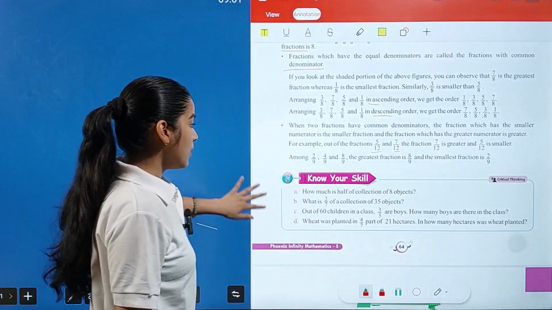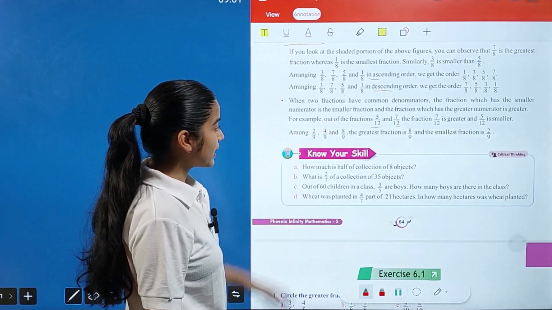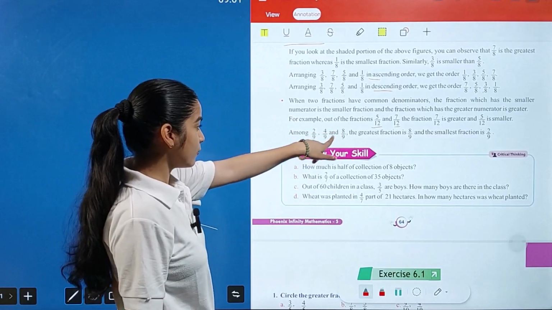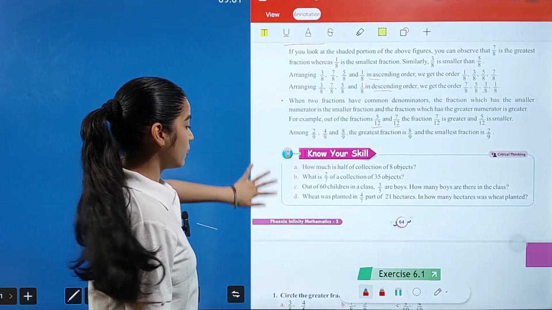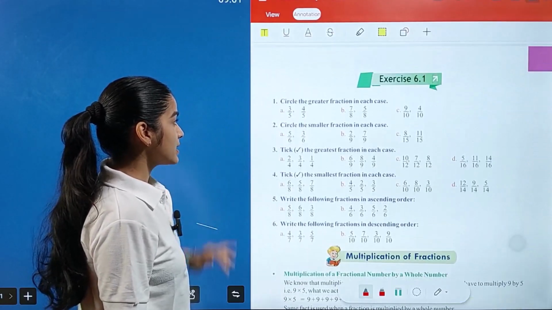Okay. Now among 2 by 9, 4 by 9 and 8 by 9, the greatest fraction is 8 by 9, then 4 by 9 and then 2 by 9. Okay. Now we move forward to our exercise 6.1.